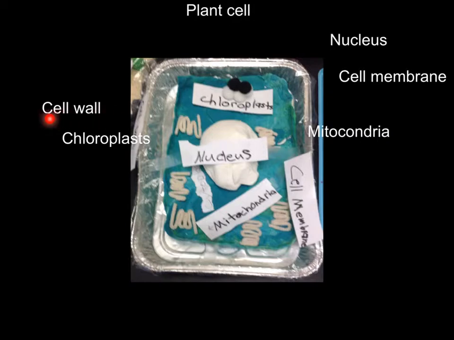Now I will be talking about the cell wall. And the cell wall is the wall just around the cell. And this really protects it, and it keeps its structure and shape together so it doesn't go all over the place, and it keeps its shape.